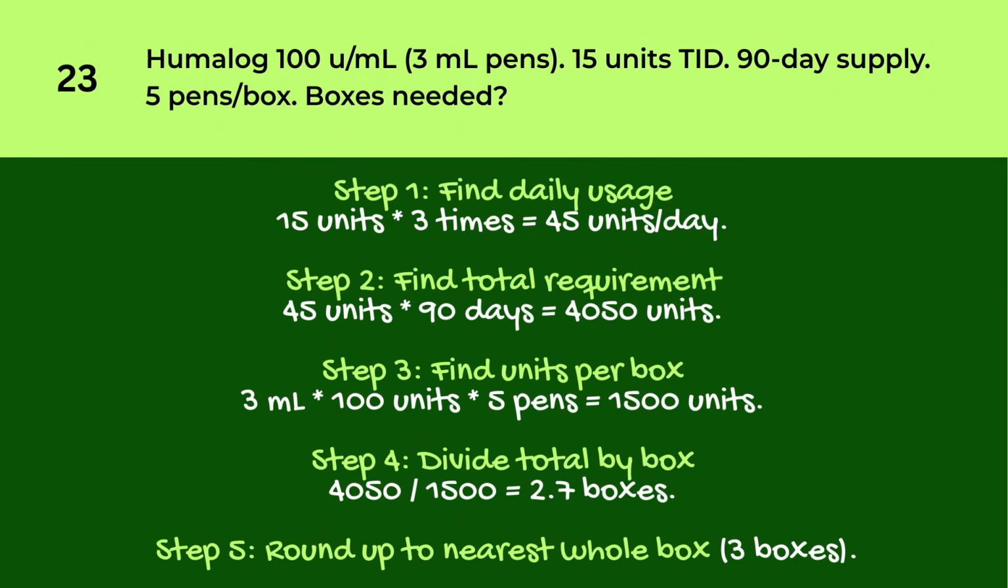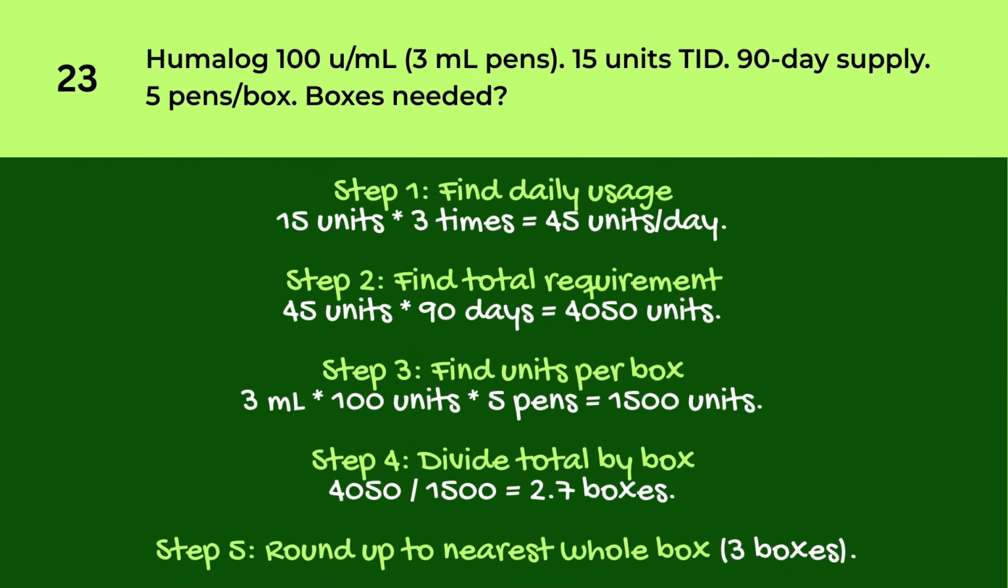Step 3 is seeing what is in a box. 1 pen is 3 milliliters times 100 units, which is 300 units. Since there are 5 pens in a box, 300 times 5 equals 1,500 units per box. Finally, we divide the total need of 4,050 by the 1,500 units in a box. The math gives us 2.7 boxes.